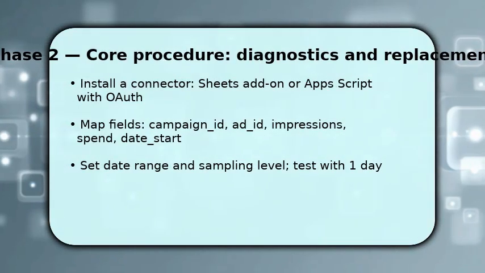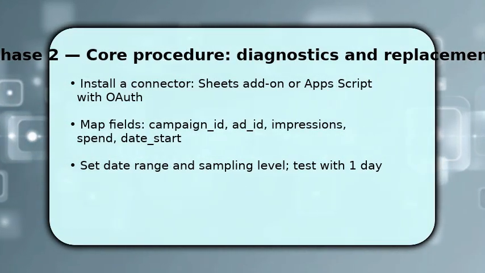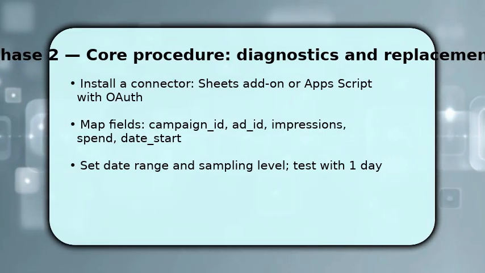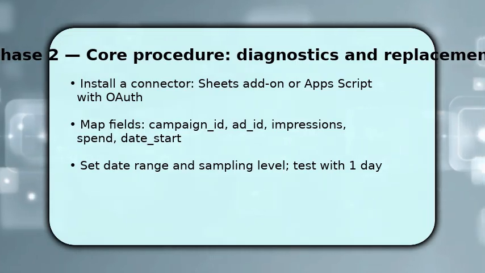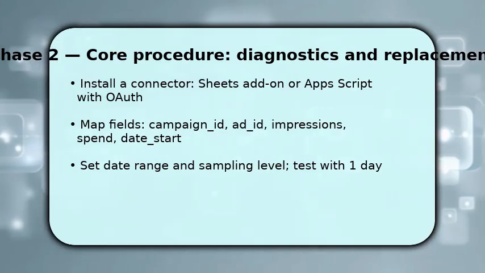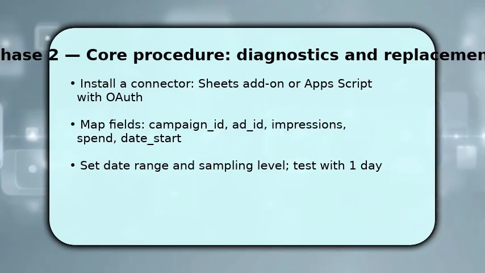Next, choose your integration path, a trusted Sheets add-on or a custom app script using OAuth 2. If you use app script, implement the token exchange, then call the marketing API endpoints for insights. Map each Facebook field to a sheet column, campaign ID, ad ID, impressions, spend, date start, and request a narrow date range to validate results.